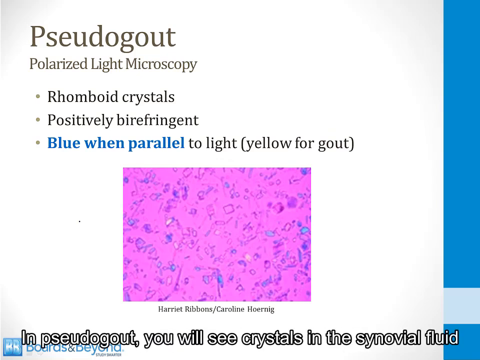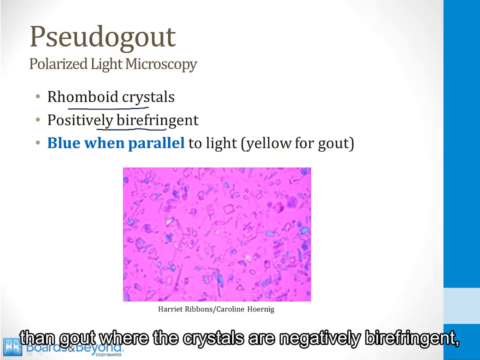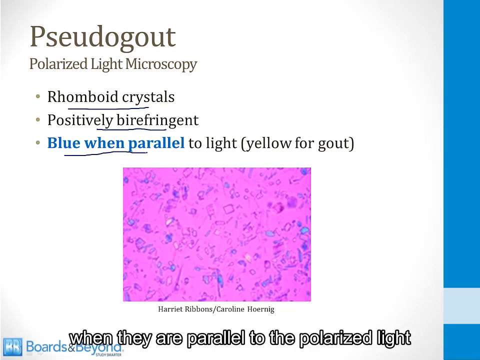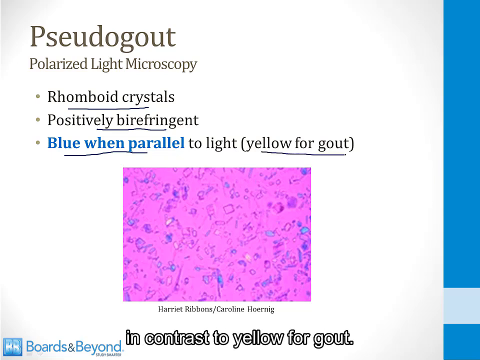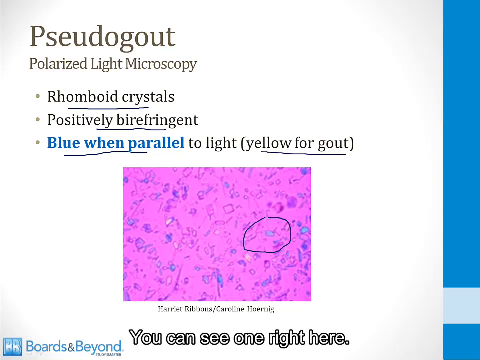In pseudogout, you will see crystals in the synovial fluid that are rhomboid in shape. They are positively birefringent, and this is different than gout, where the crystals are negatively birefringent. And in addition, the crystals are blue when they are parallel to the polarized light, in contrast to yellow for gout. And shown on the screen is an example of some of the rhomboid crystals. You can see one right here.